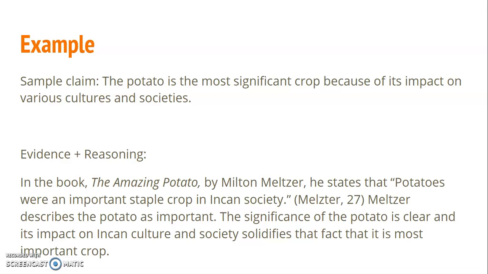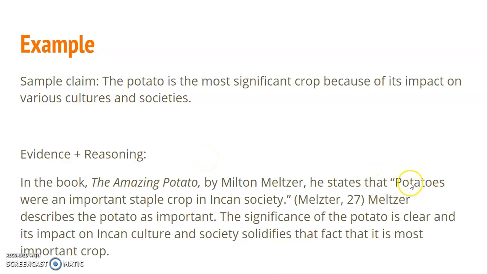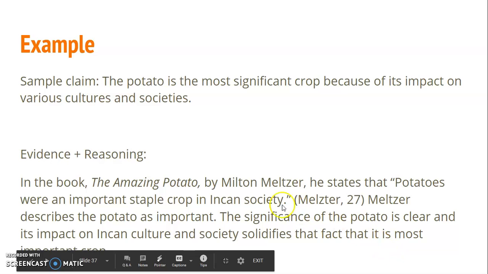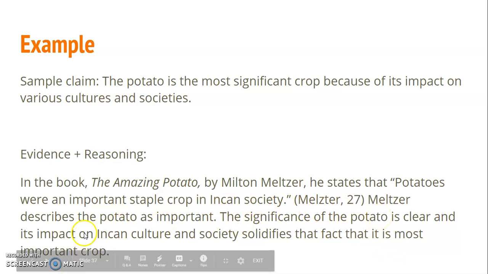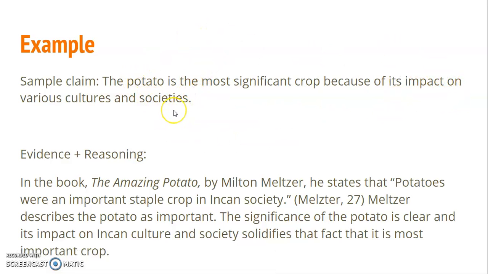All right. I could even elaborate more on this reasoning, but do we see that I have my piece of evidence, and then I have the piece where I go in and explain how that evidence is connected to my claim? In this piece of evidence, I took this quote where he says potatoes were an important staple crop in Incan society. Then I go back and take a look, and I say the significance of the potato is clear. Its impact on culture and society solidifies that fact. It's the most important crop. So I'm directly going back here so that we can all look at it and see how these two are connected with each other. Okay.